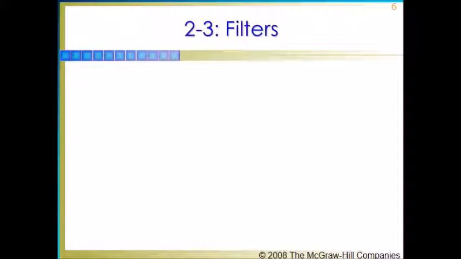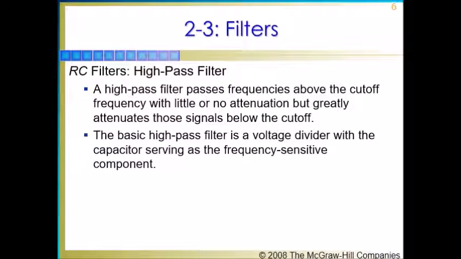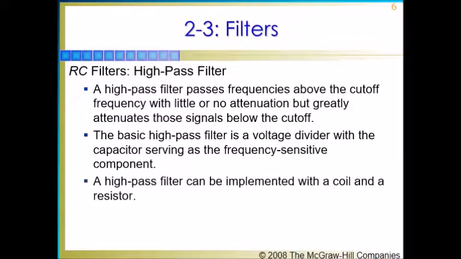Next, we have the high-pass filters. A high-pass filter passes frequencies above the cutoff frequency with little or no attenuation, but greatly attenuates those signals below the cutoff. The basic high-pass filter is a voltage divider with a capacitor serving as the frequency-sensitive component. A high-pass filter can be implemented with a coil and a resistor.